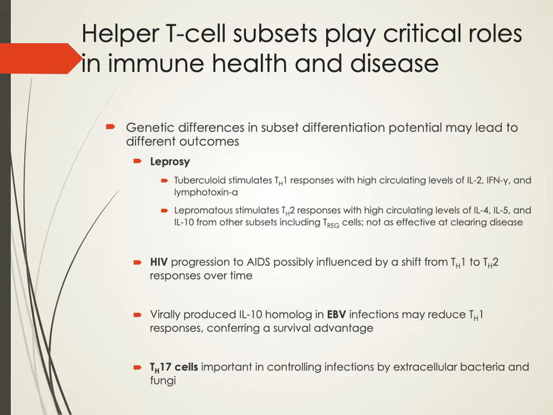We also know that Th17 cells are really important in controlling infections with extracellular bacteria and fungi. We also see that viruses can augment the response by the immune system in order to evade it. Some viruses will actually cause the production of IL-10, and you'll remember IL-10 is one of those cytokines that normally a T regulatory cell would produce. This quiets the immune system, so it will reduce the Th1 response that we would normally see.